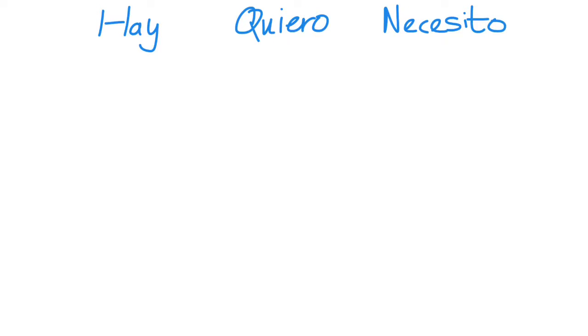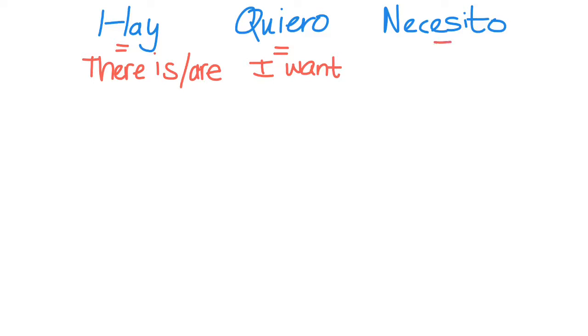For this activity, we're going to use three really, really important verbs in the Spanish language. The first one is hay. And if you don't remember what this means, there is, and it also means there are. We don't actually have to conjugate or change it, which never happens in Spanish. We're going to use quiero, which means I want, and necesito, which means I need.